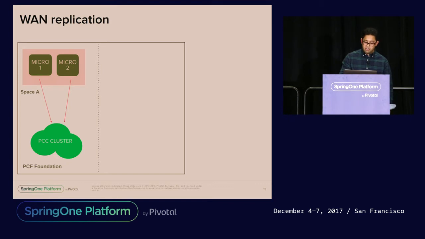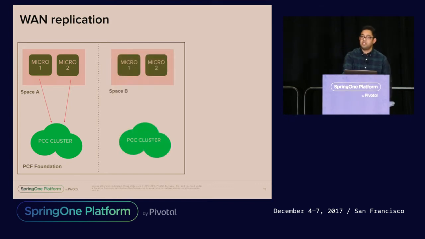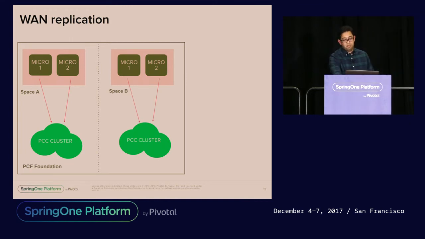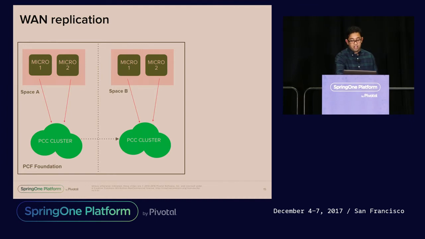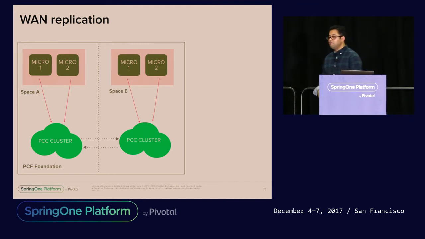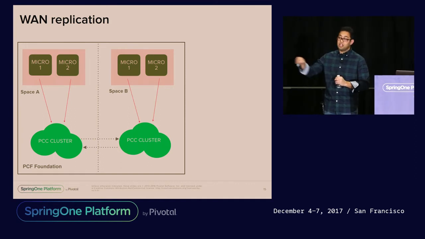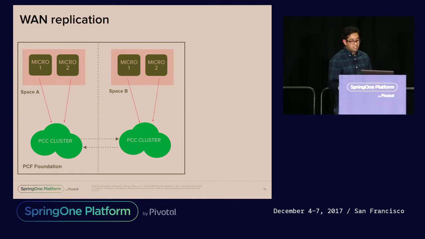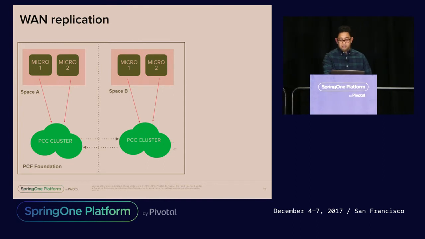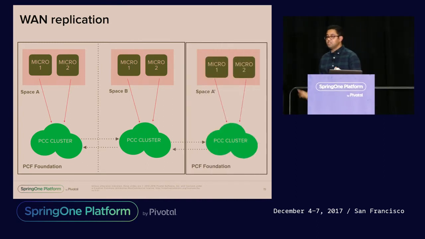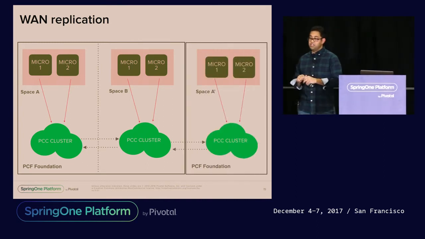There are a bunch of reads and writes which are going on. And then you have another microservice and another PCC cluster. Since all these clusters are dedicated to each space, there is data flow between them, which can be configured in a pretty easy few steps. This is right now not available in PCC, but coming up in the next version pretty soon in December. And not just between a single foundation, you can actually do that across foundations.